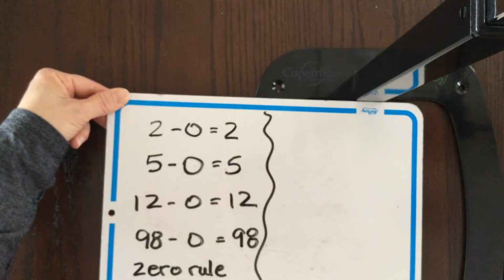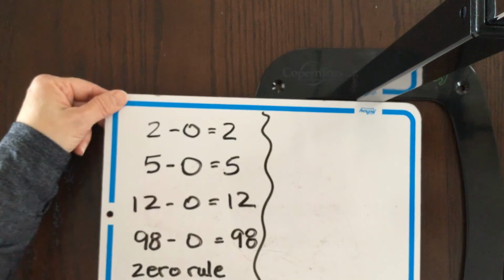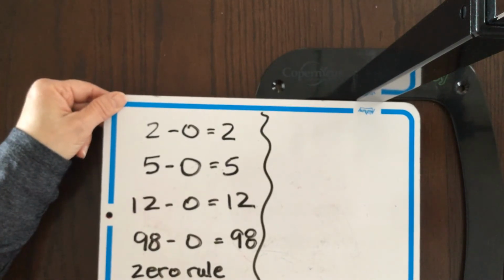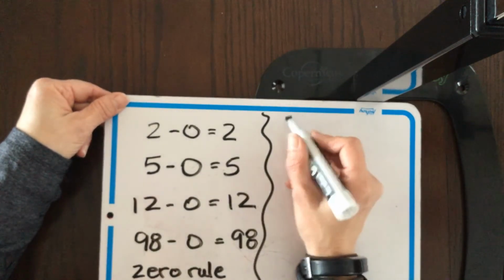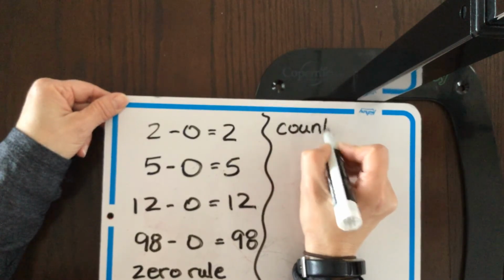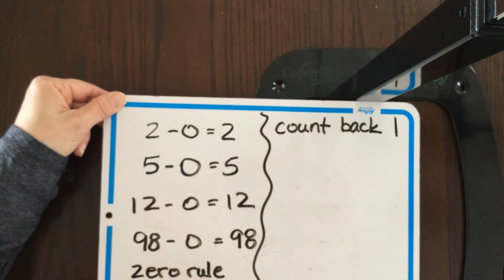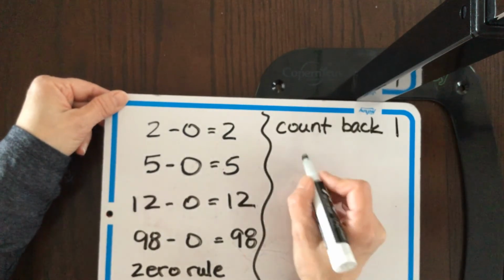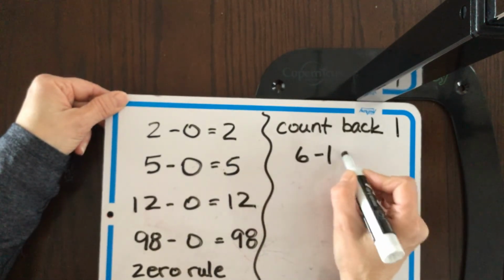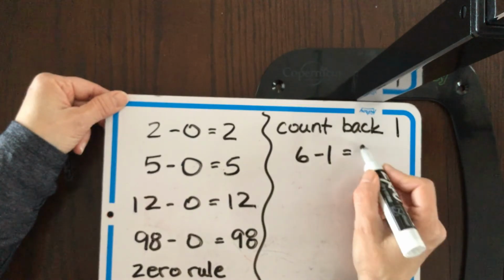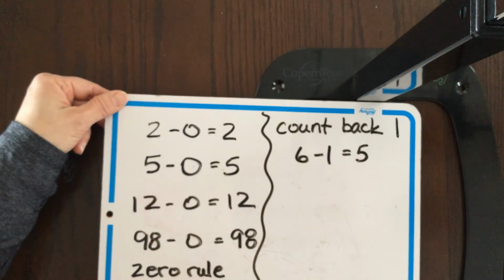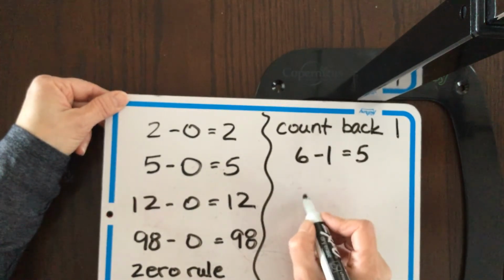On the other side of your page or on the other half of your whiteboard, you can do take away 1 questions by counting back. So we're going to count back just one number. You can pick any number. Let's say 6. Take away 1. The number before 6 is 5, so the answer is easily reached at 5.